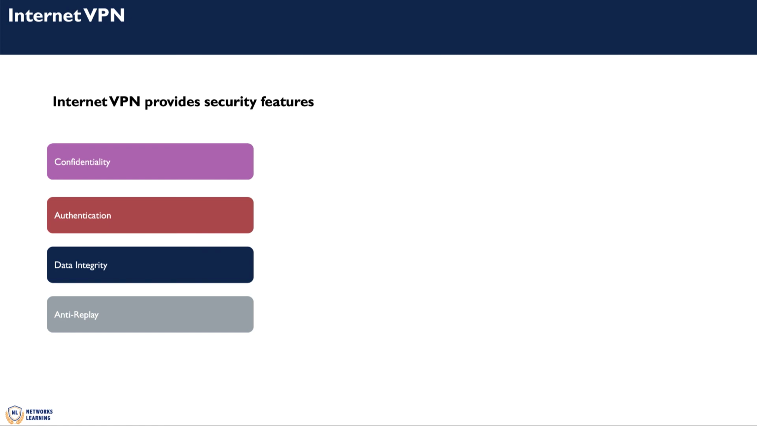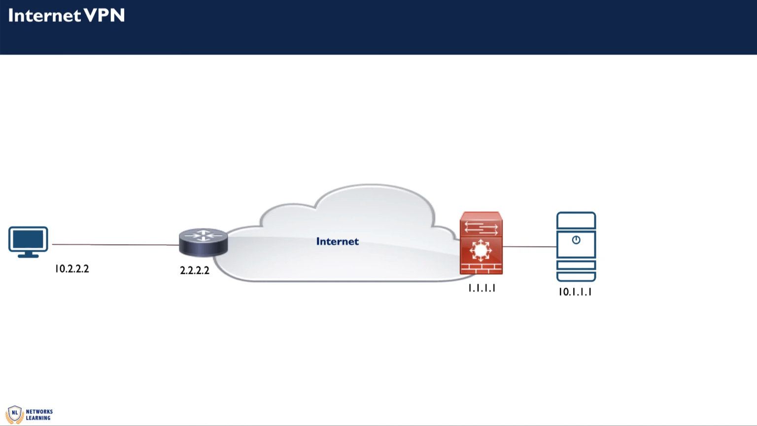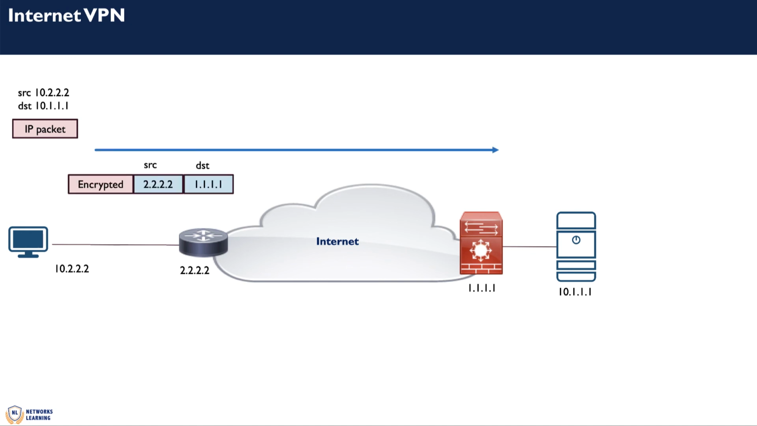So let's take a look at a simple way an internet VPN works. For example, we have a host with address 10.2.2.2 connected to a router with a WAN address 2.2.2.2. On the right side, a remote site has a firewall with a WAN address, or public IP address, of 1.1.1.1 and a server. The host on the left wants to reach the server on the right. The host sends an IP packet to the server. The router will encrypt the IP packet from the host and set the source address as its own WAN address and the destination as the firewall. The encryption happens at the edge router. When the packet reaches the firewall at the remote site, it is decrypted.